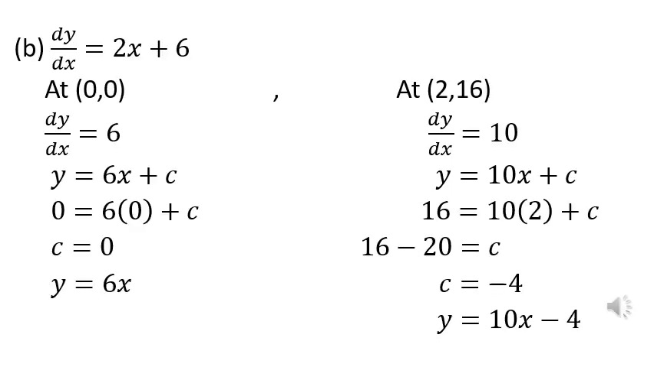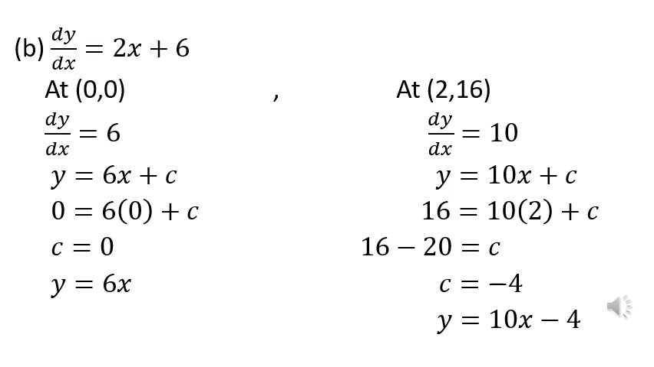After seeing the graph, now we can do B. B is asking us to find the equation of the tangent to the curve y equals 6x plus x squared at the origin and the point at x equals 2. Firstly, we differentiate the equation and we get 2x plus 6. Then we substitute the coordinate of the origin, 0, 0, into dy/dx. So we can get the gradient is 6.